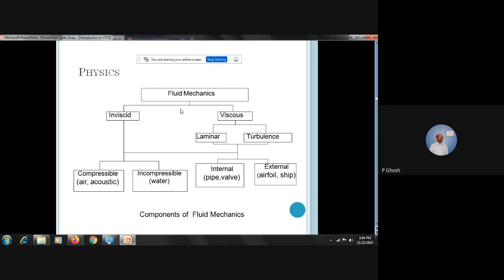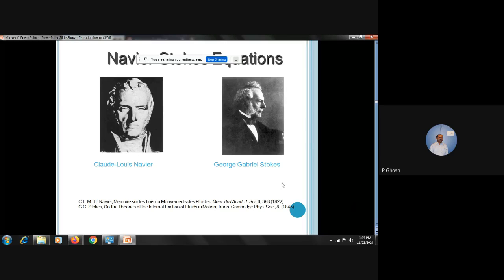But if you don't know what model has to be selected, then you will be in trouble in a real problem. The internal flow like pipe and valve, external flow like airfoil or ship or aircraft. Generally, in traditional CFD, what we do is solve the Navier-Stokes equation. Navier and Stokes gave this equation in 1845 or so, and we'll see it in a moment.